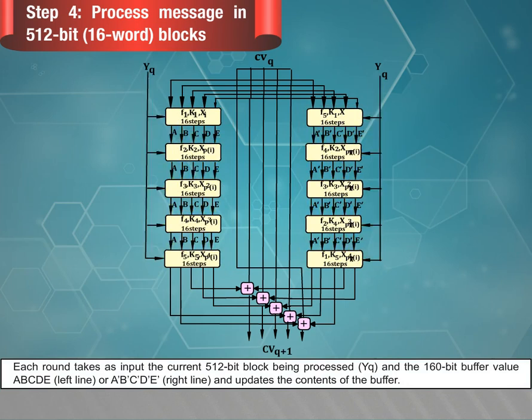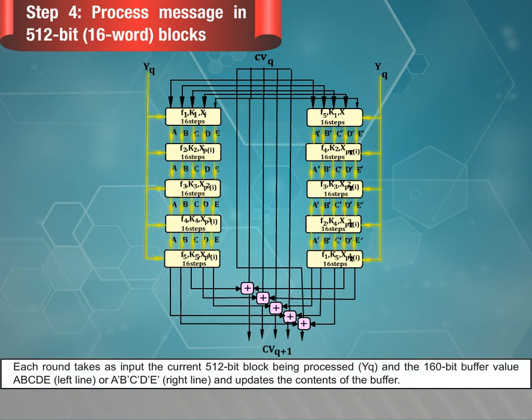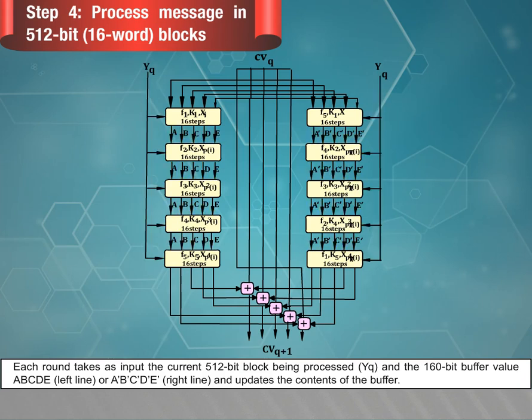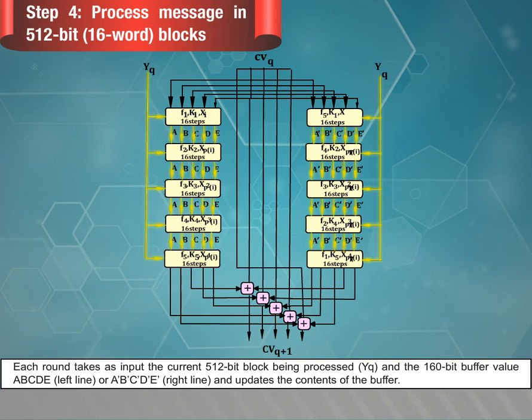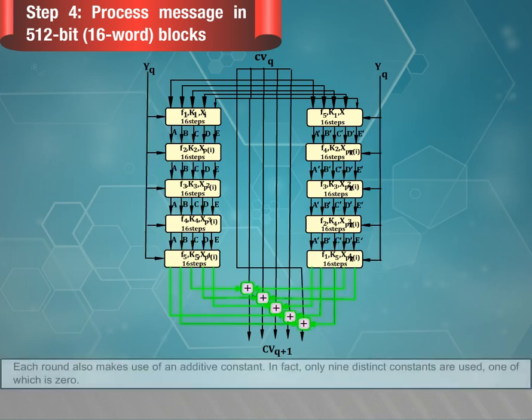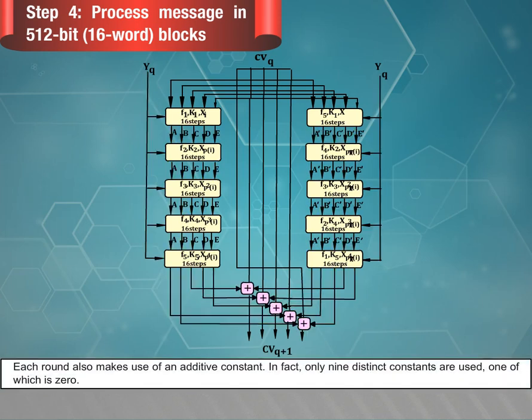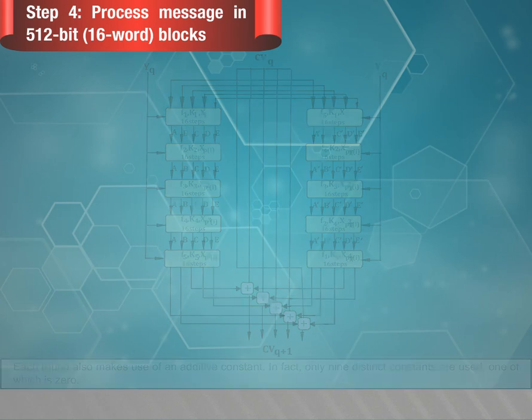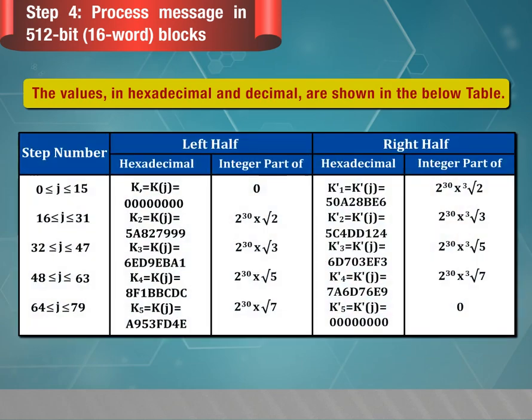Each round takes as input the current 512-bit block being processed Y and the 160-bit buffer value A, B, C, D, E (left line) or A', B', C', D', E' (right line) and updates the contents of the buffer. Each round also makes use of an additive constant. In fact, only 9 distinct constants are used, one of which is 0. The values in hexadecimal and decimal are shown in the below table.